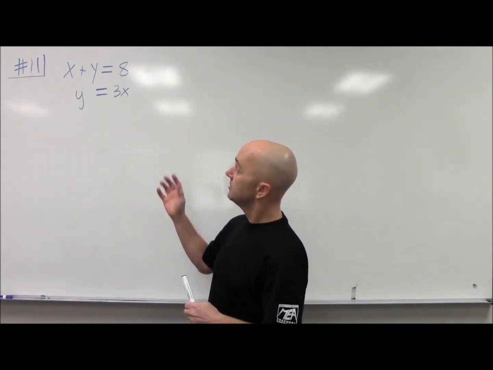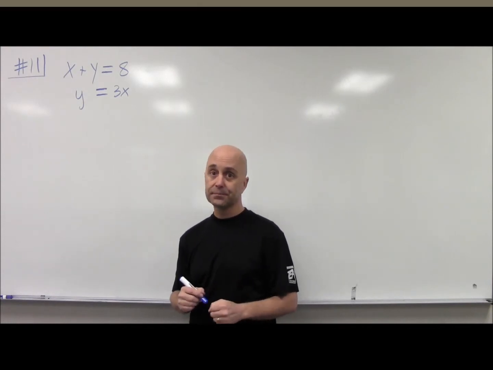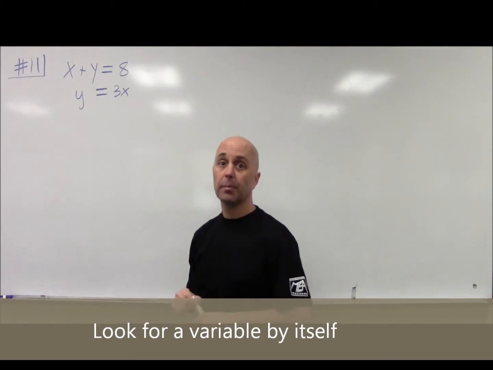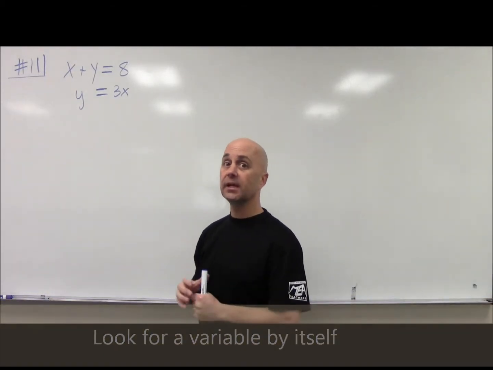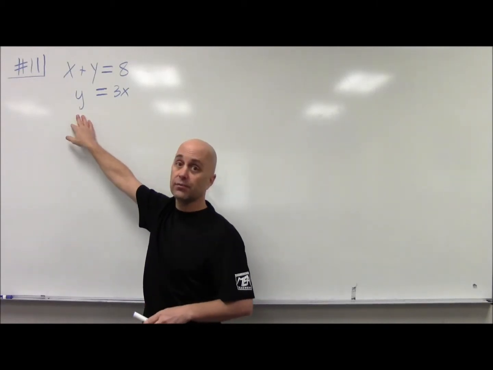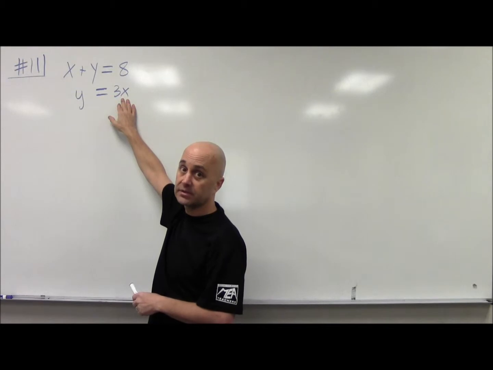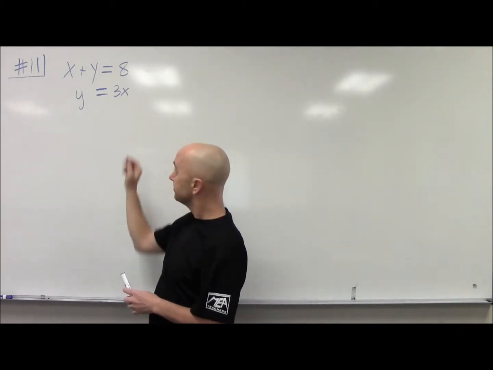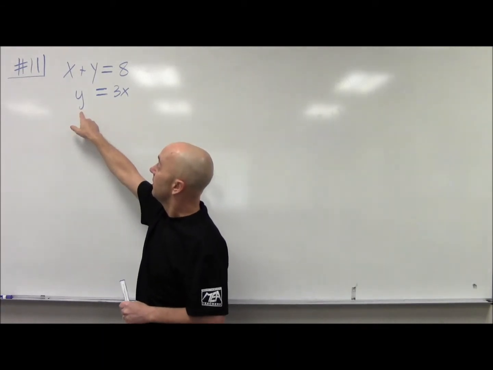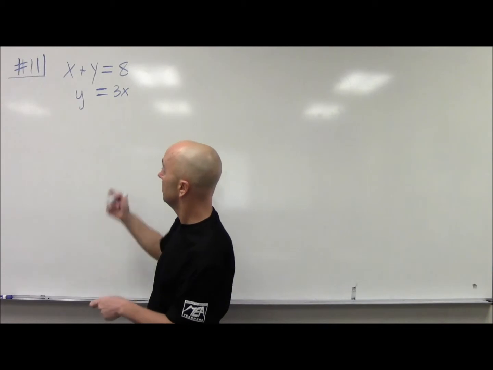When you look at substitution, you try to find out the smartest way to do it, the most efficient way. And so what I want to do is find out if one of these equations has a variable by itself. In this case, the second equation has y by itself. So I know that the value of y is equal to 3 times the value of x, or y is worth 3 x's. So what that allows me to do is replace the y in the top equation with its value of 3x. So here's what I would do.